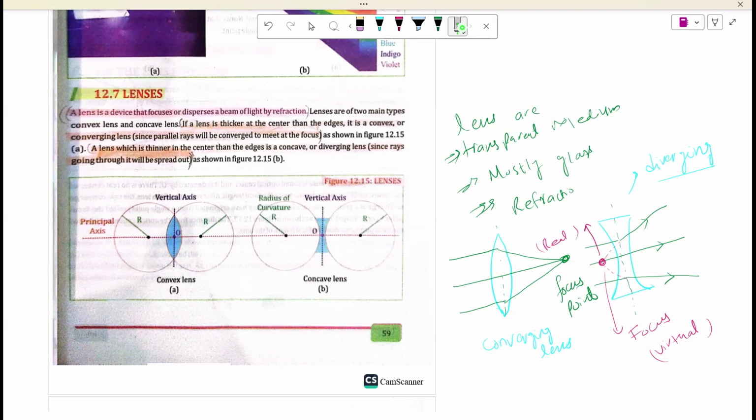So the light after passing through a concave lens diverges like this, and the light after passing through the convex lens converges to a point. So both of these points at which the light meets after passing through the lens are known as focus points. This is the center of the lens. This is the focus point, and the line which passes through the center of the lens and the focus point is known as the principal axis.